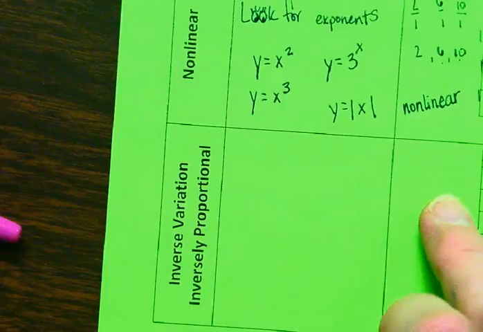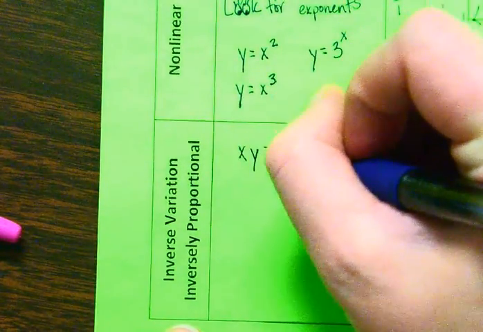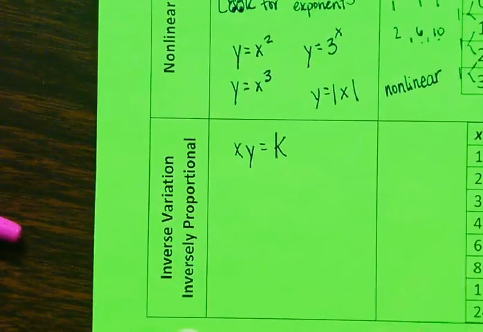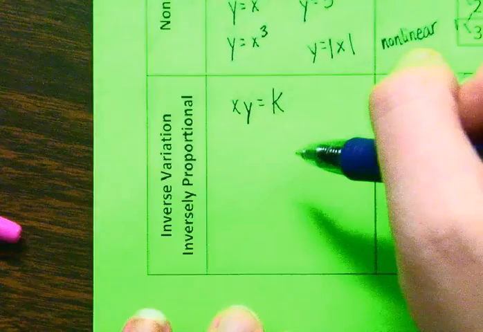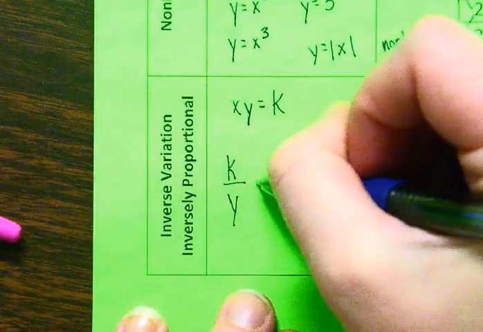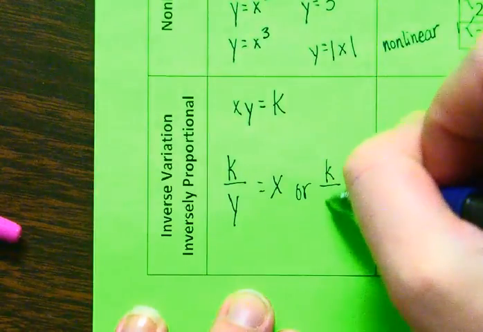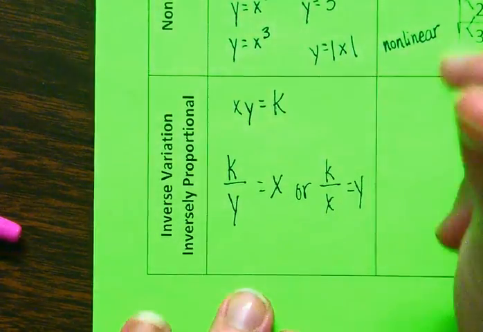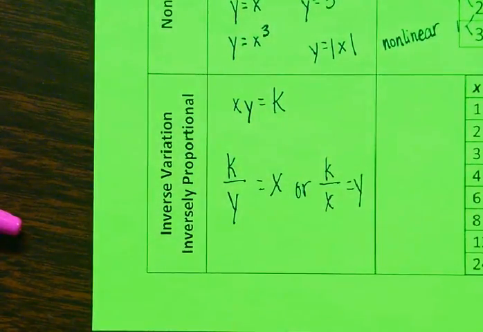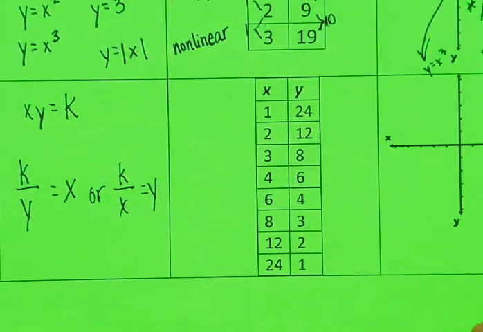Now, back here. So x times y equals your constant. You could also see it in this format as k divided by y equals x, or you could even have k divided by x equals y. Now that does not make a whole lot of sense until you look at a table, and a table helps put it into something that makes more sense.